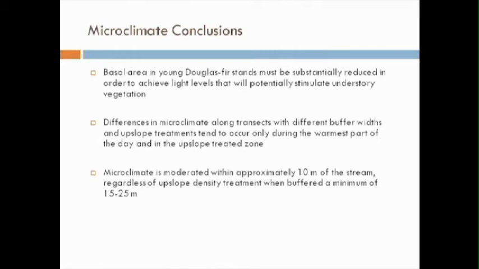Differences in microclimate along transects with different buffer widths and upslope treatments tend to occur only during the warmest part of the day and in the upslope treated zone. And then microclimate is moderated within approximately 10 meters of the stream, regardless of upslope density treatment, when you have a buffer with a minimum of 15 to 25 meters. So we're going back to that variable width buffer that actually had a minimum of 50 feet.